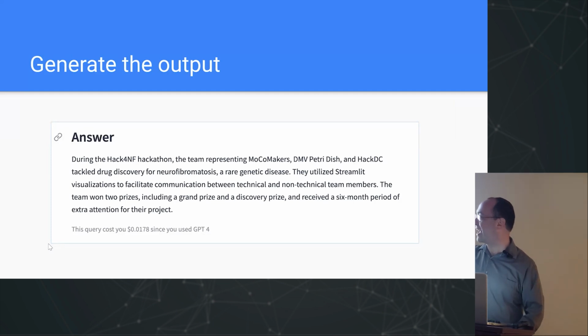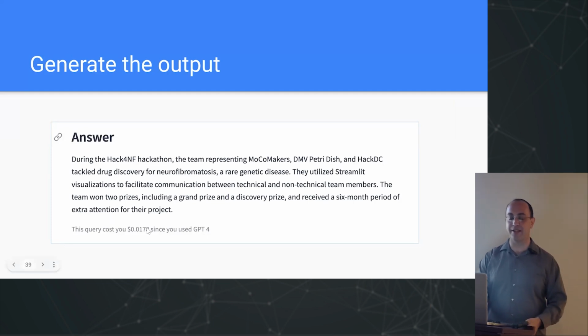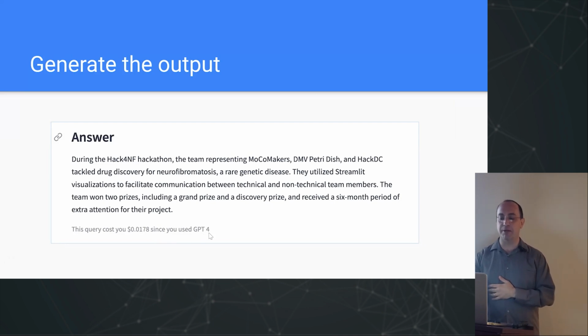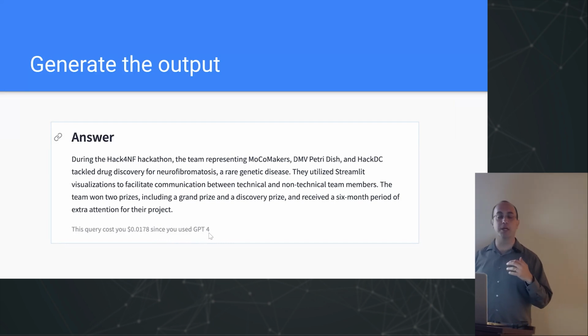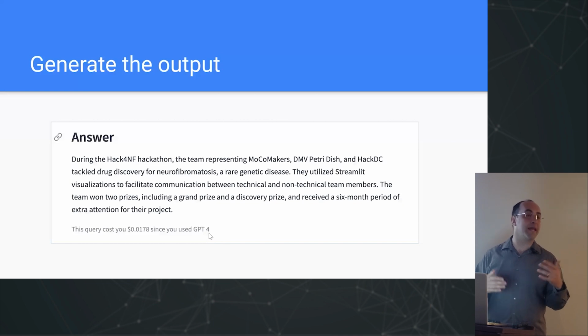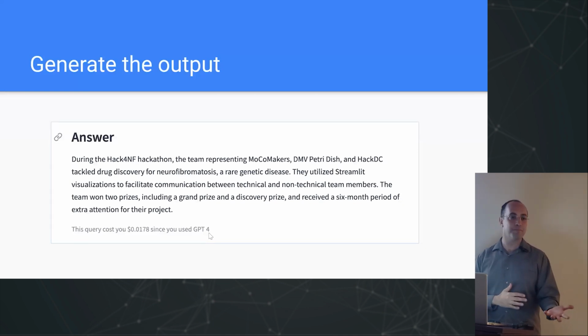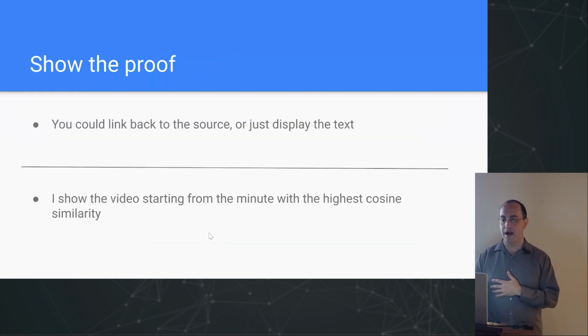This is the question that I asked. I was also able to calculate how much it costs to run using ChatGPT 4. This time it costs 1.78 cents. GPT 3.5 is about 10 times cheaper, but it's not quite as good. So really for your use case, you can decide whether you're going to pay the money or not.